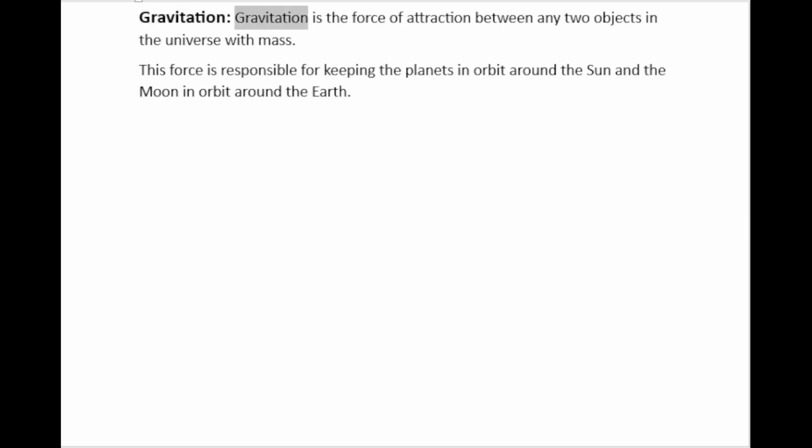Gravitation. Gravitation is the force of attraction between any two objects in the universe with mass. This force is responsible for keeping the planets in orbit around the Sun and the Moon in orbit around the Earth.